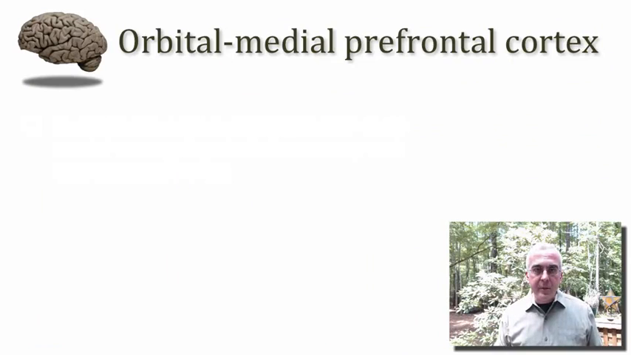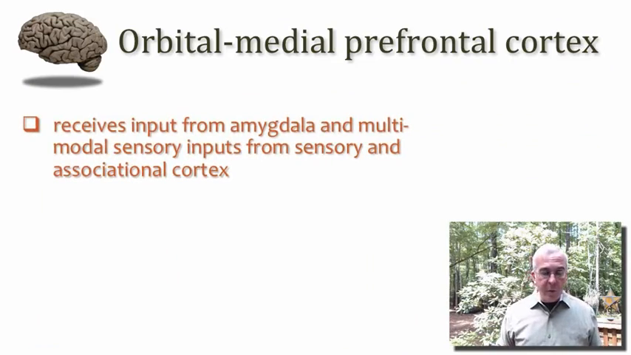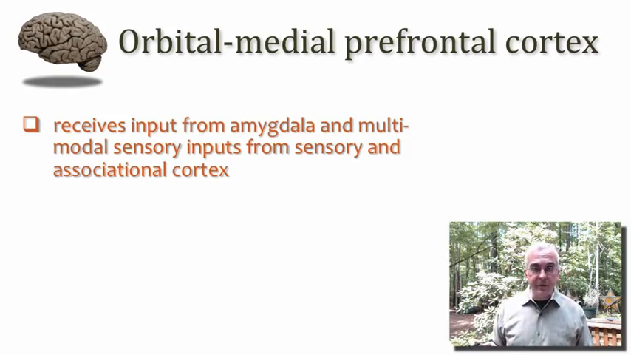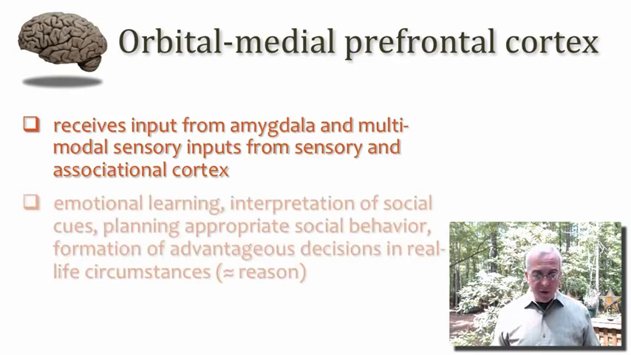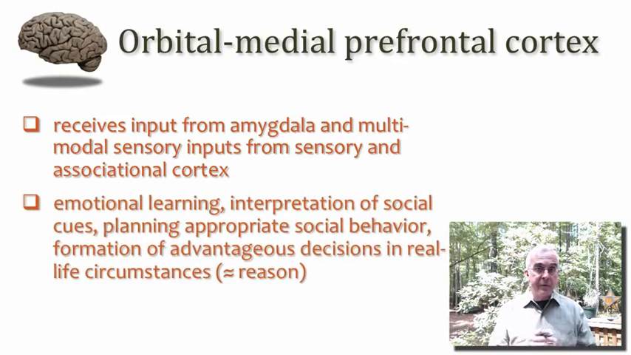So we've learned quite a bit about the functions of the orbital and medial part of the prefrontal cortex from studying their anatomical connections. We know that this part of the prefrontal cortex receives inputs from the amygdala, as I've already described for you. It's also receiving inputs from virtually all of the other sensory systems. And it's also receiving input from the associational cortical areas, especially the associational cortex of the parietal lobe and the temporal lobe. We think that this cortex is involved in emotional learning.